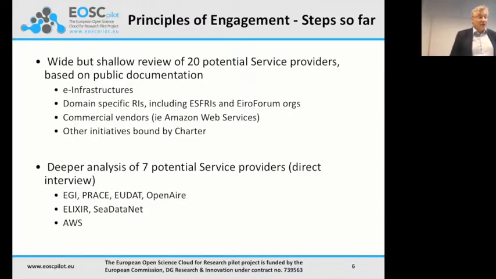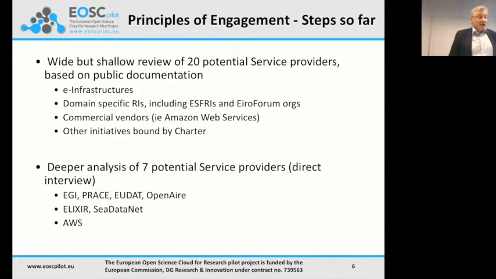In addition to this wide and shallow review, there has been a deeper analysis of 7 potential service providers. These were direct interviews with service providers that we know are really at the core here, because they are already involved in the EOSCpilot, or already provide services, or plan to provide services in the forthcoming EOSC-hub project.